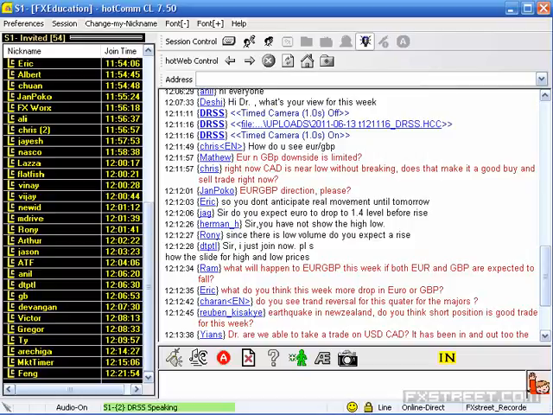Then ROM. What will happen to Euro GBP in this week? Both Euro and GBP are expected to fall. No, when Euro and GBP are expected to fall, still if Euro drops more, GBP drops less, then Euro GBP can come down. What do you think is drop Euro? Then Charan. Do you see trend reversal for this quarter? No, not immediately, sir. The market is expected to make either way moves in this particular time frame.